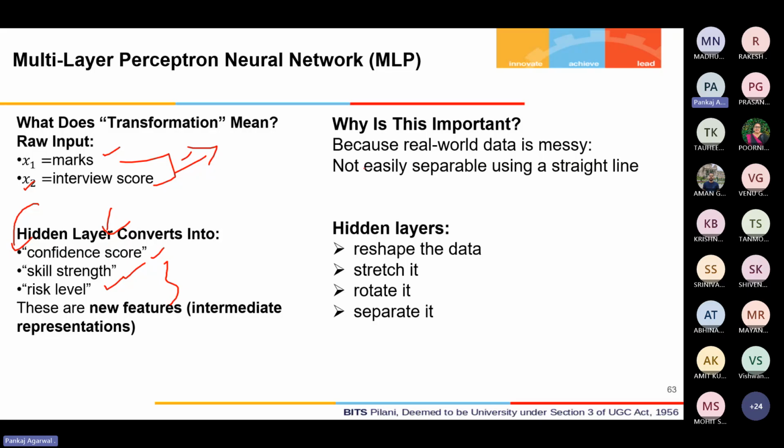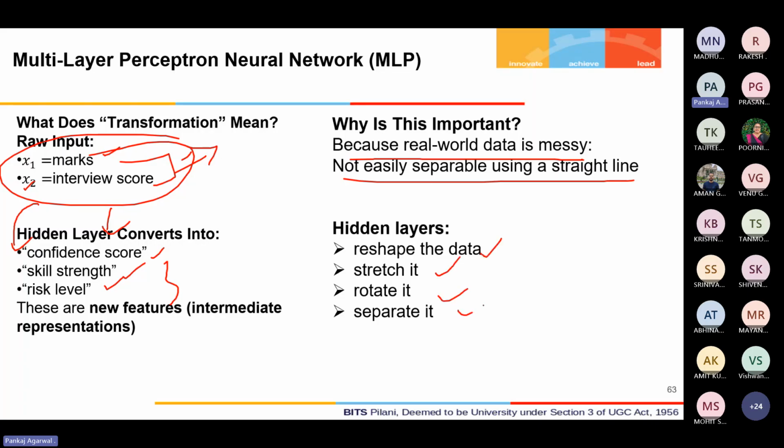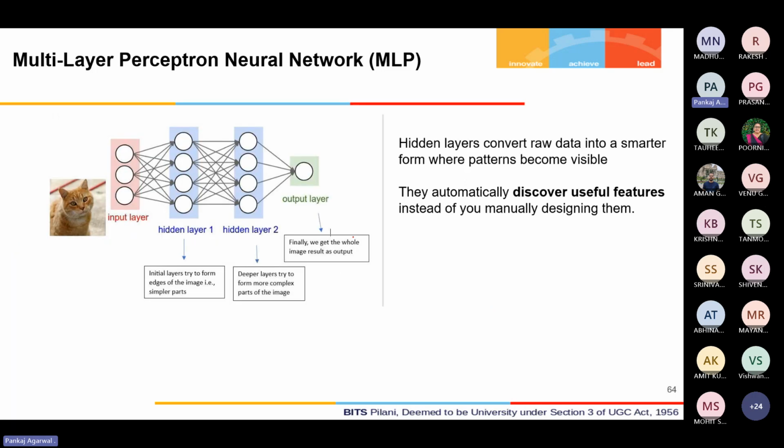Why this is important, I told you, is because the real world is messy. I'll call this real data. This real data can be messy; I'm not able to understand it properly, not easily separable. So what does the hidden layer do? These are the typical tasks that hidden layers might do: reshape your data, stretch it, rotate it, separate it, if someone asks you. There's a typical example of what a hidden layer can actually do. A hidden layer will convert the raw input data into a smarter form, or another representation, where the patterns become visible.